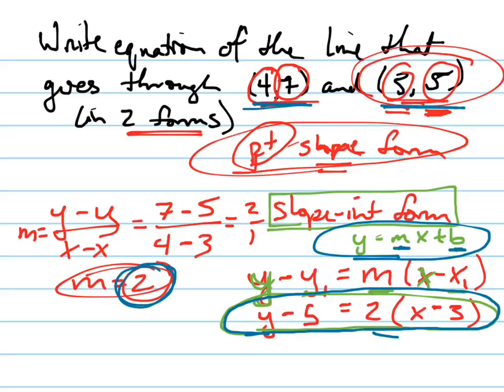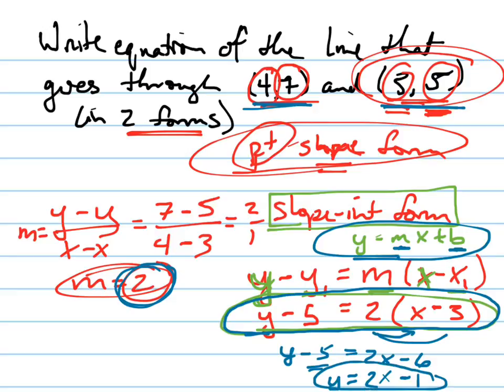So I'll do that right now. Distribute the 2 in. I get 2x minus 6. Y minus 5 equals 2x minus 6. Now I add 5 to both sides. Y equals 2x. When I add 5, I get negative 1. There's my answer in slope-intercept form. Done.